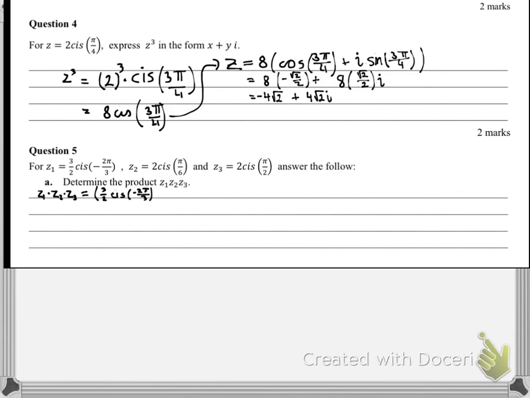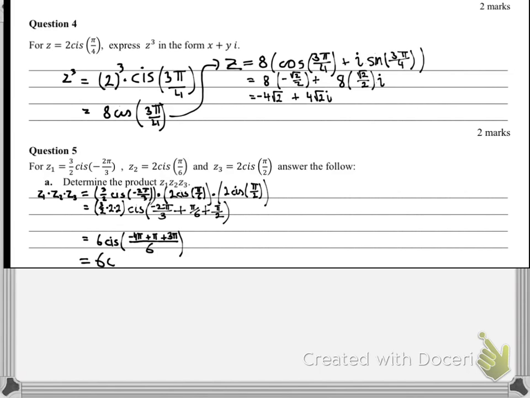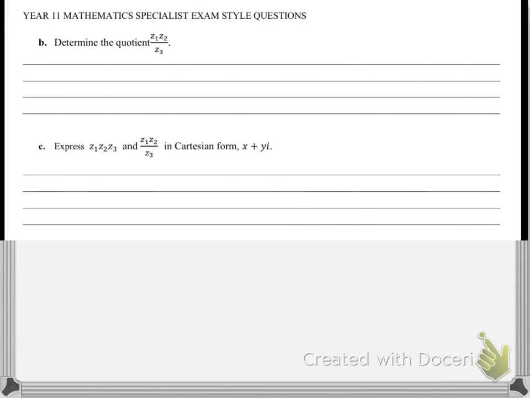So I've got z1 times z2 times z3, and I can write that with them all in brackets. So now the r numbers multiply. There we go, you multiply out the r numbers, and then you add the arguments. We get a common denominator of 6, and that's going to reduce to 0. 6 cis 0, which is just the number 6.